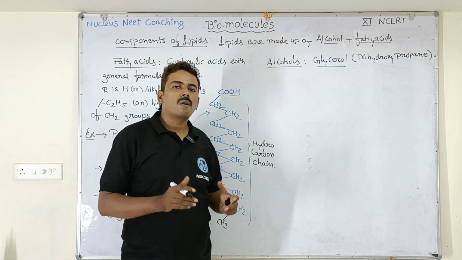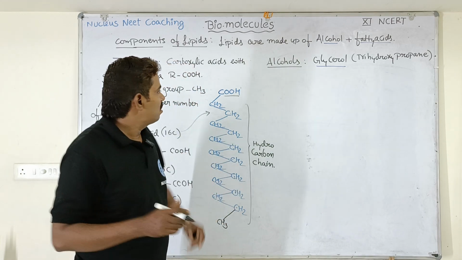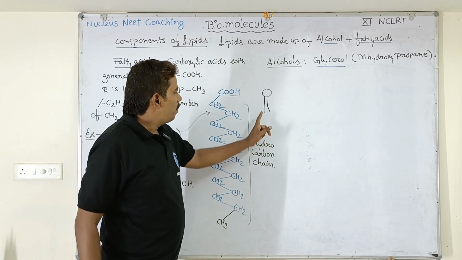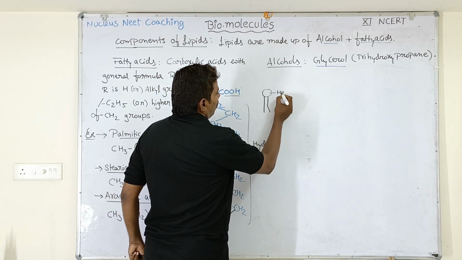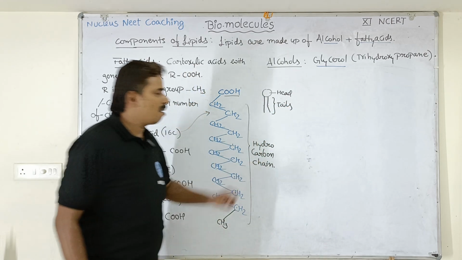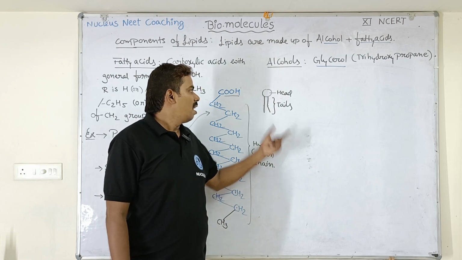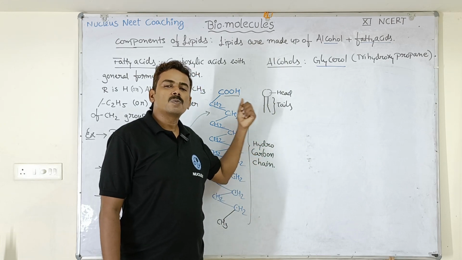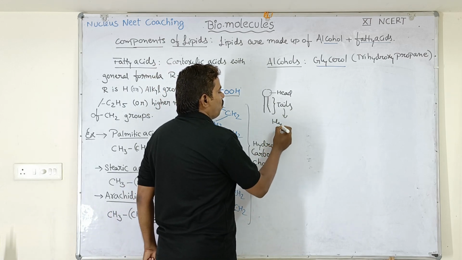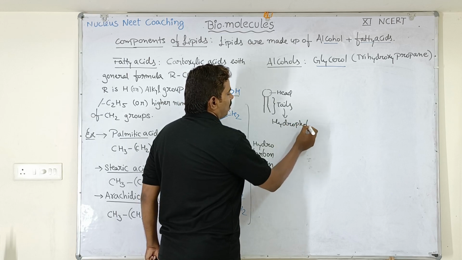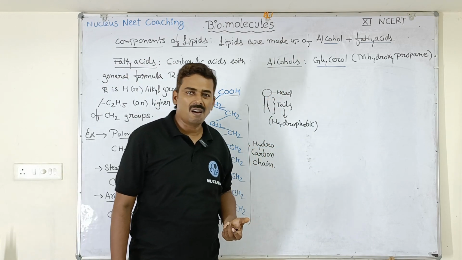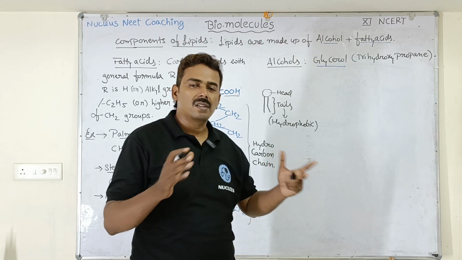In the fluid mosaic model of the plasma membrane, you have already discussed this molecule called phospholipids. Don't you remember? A phospholipid molecule will have a head, and these structures are called tails. The tails are nothing but hydrocarbon chains. And what is the nature of these tails in a phospholipid molecule, hydrophobic or hydrophilic? The tails are hydrophobic, and these tails are nothing but hydrocarbon chains. And what is the head? The head represents the alcohol, which is the hydrophilic component of the lipid molecule.